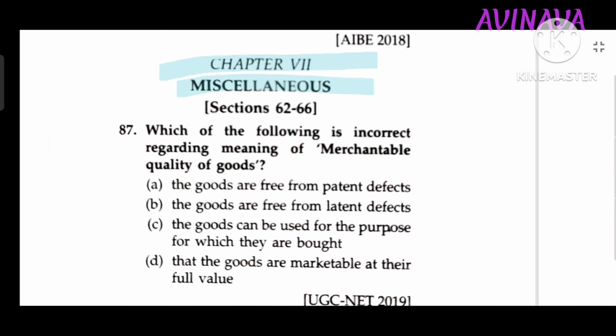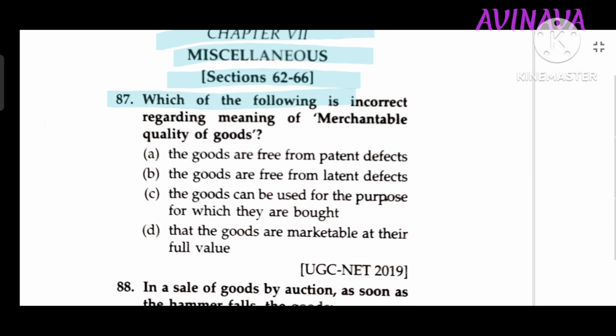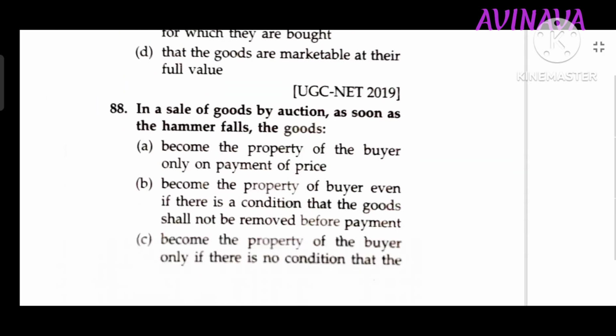Chapter 7 Miscellaneous, Section 62 to 66. Which of the following is incorrect regarding the meaning of merchantable quality of goods? The goods are free from patent defect.